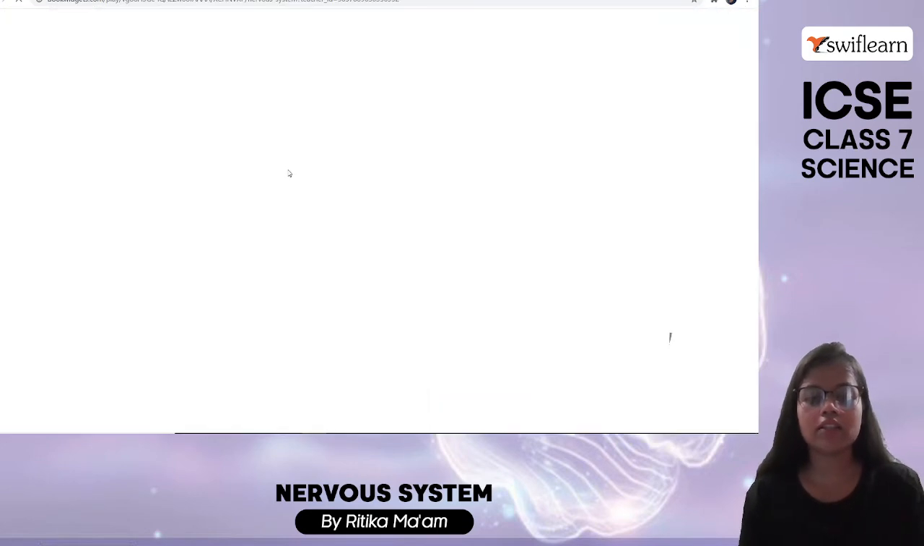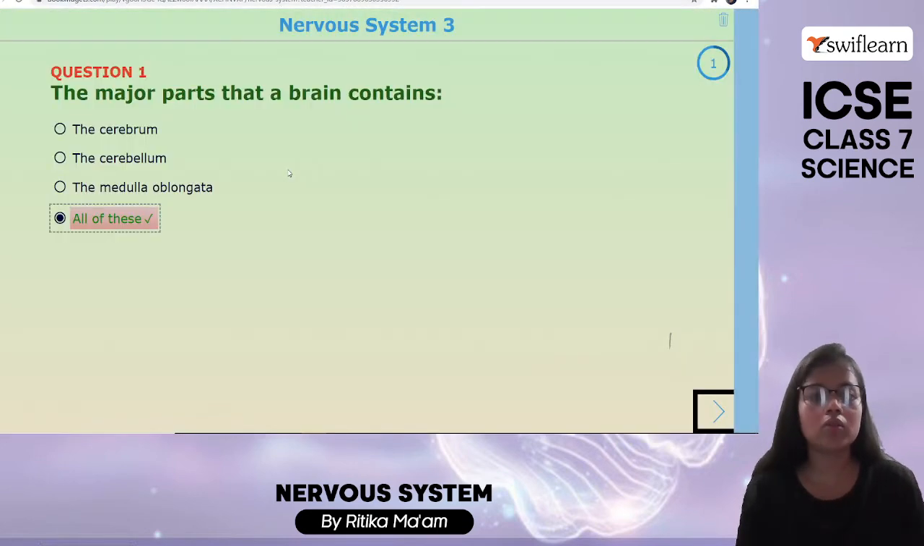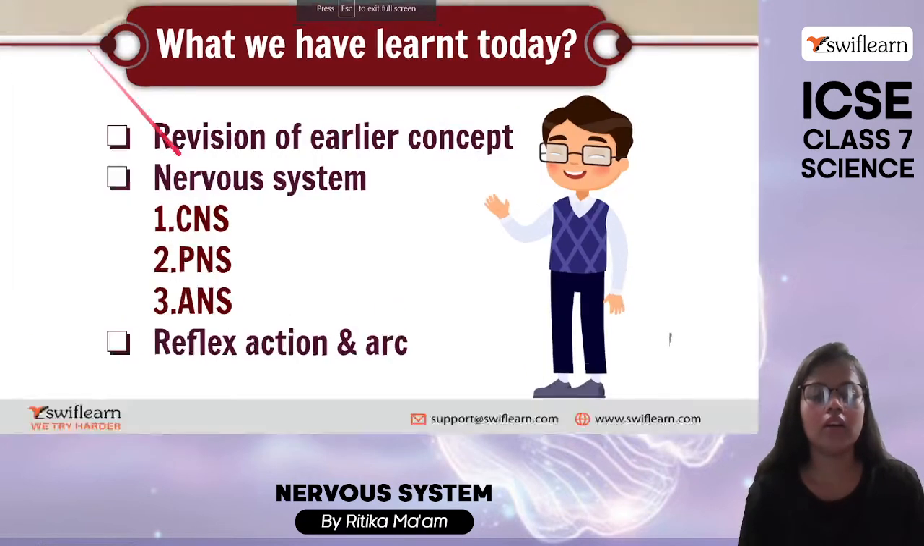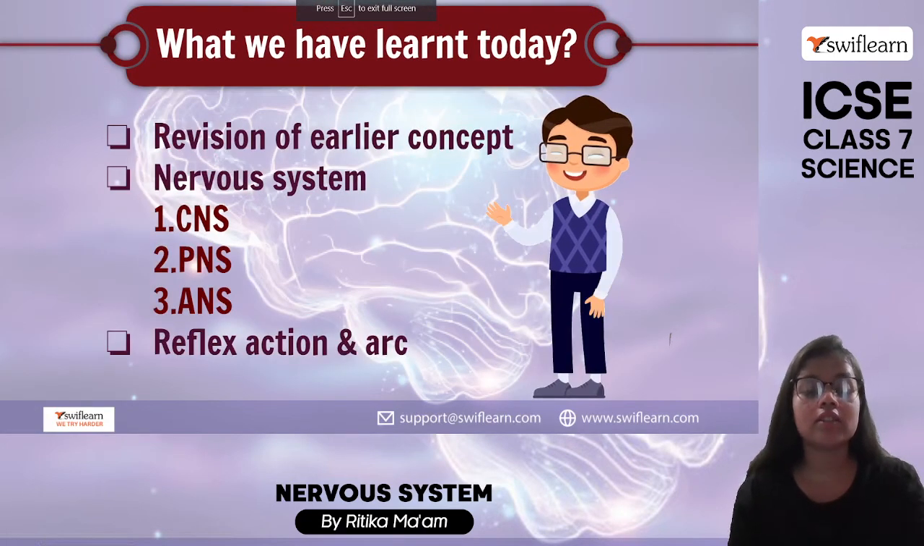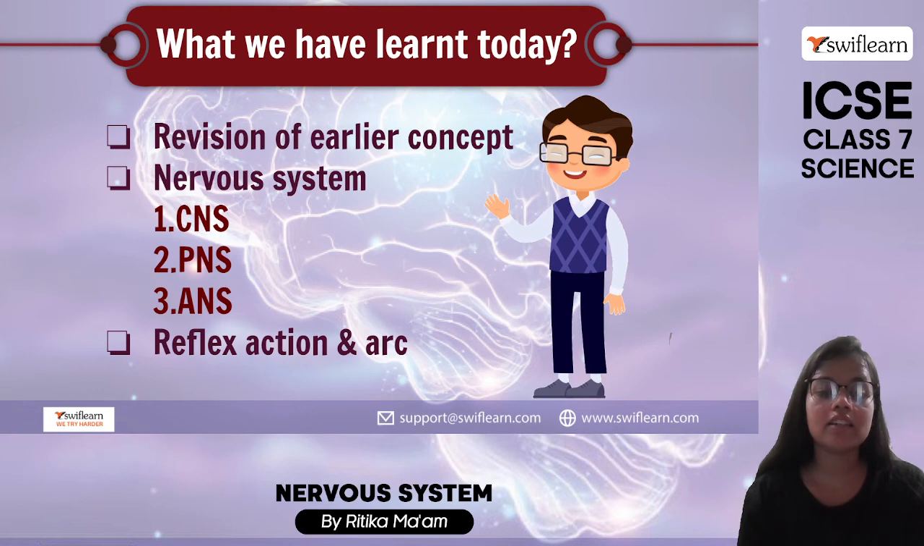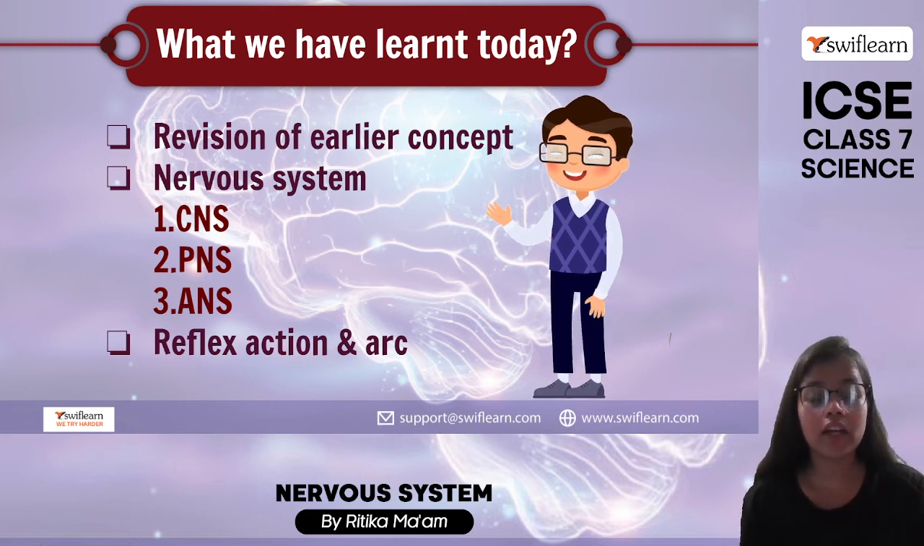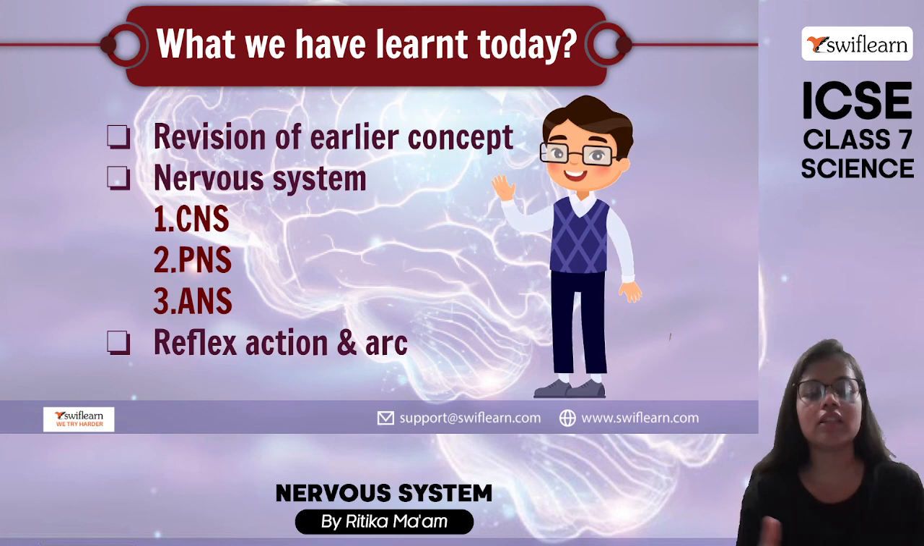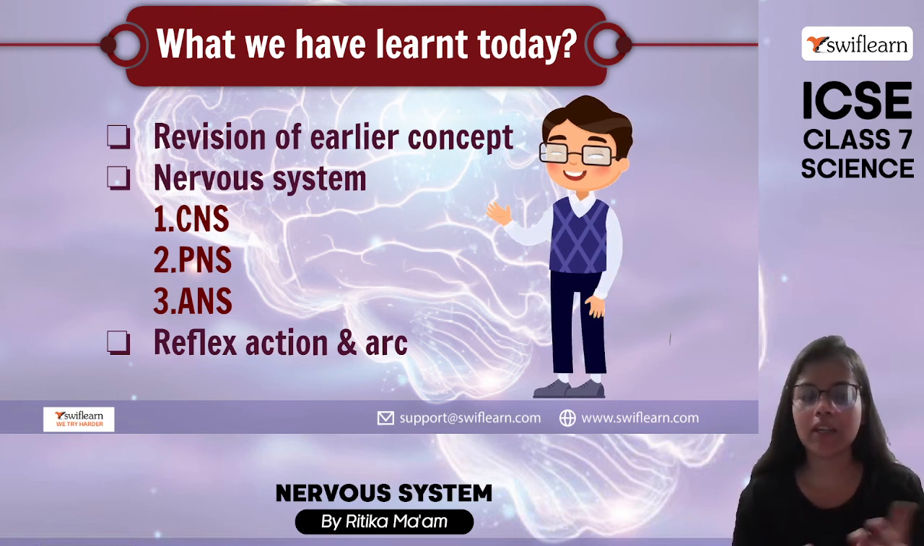So what are the things that we have learned today? We learned about the nervous system, which contains CNS, PNS and ANS. Then we learned about reflex action and reflex arc. I hope that you have understood everything that we have learned today. We will be meeting in our next session, in which we will be learning about many new things.